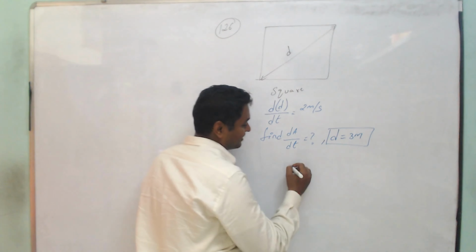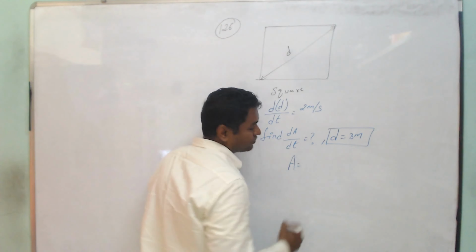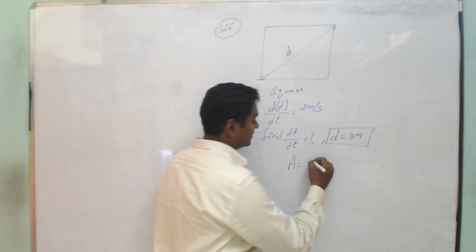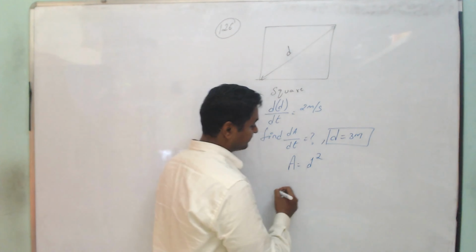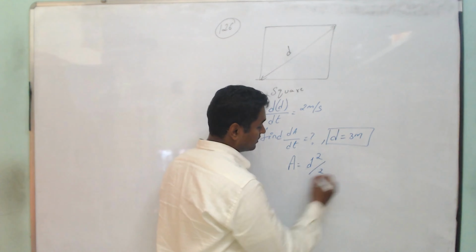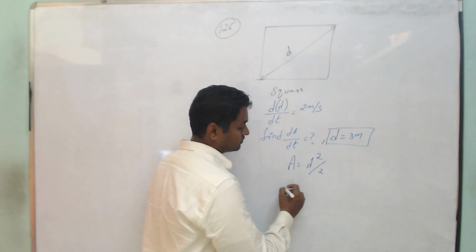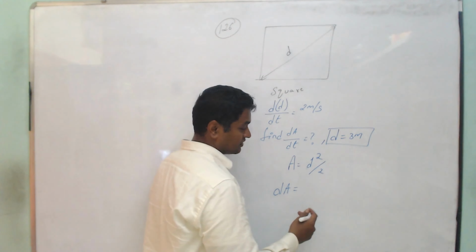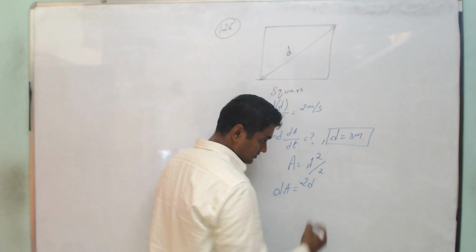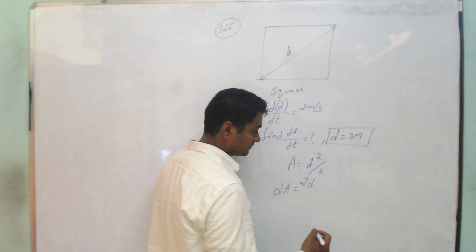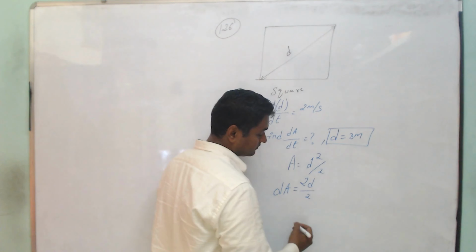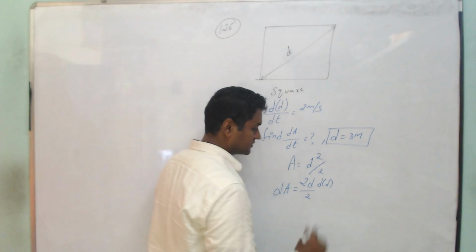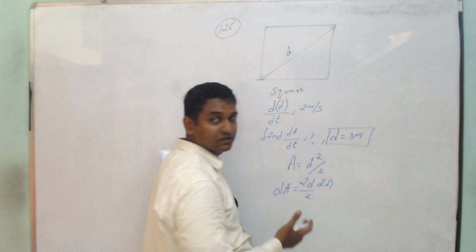Okay, tell me. A is equal to d square by 2. Next step. d square by 2, yeah. Next step. dA is equal to 2d by 2 dd. Okay, the 2 cancels here. It's 2d by 2 dd.